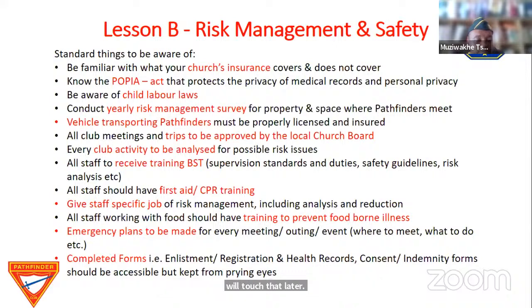Another important thing is that all staff members should receive the CMT training, which we call the basic staff training.